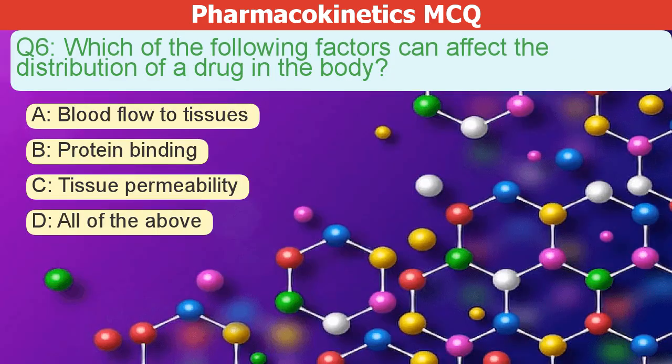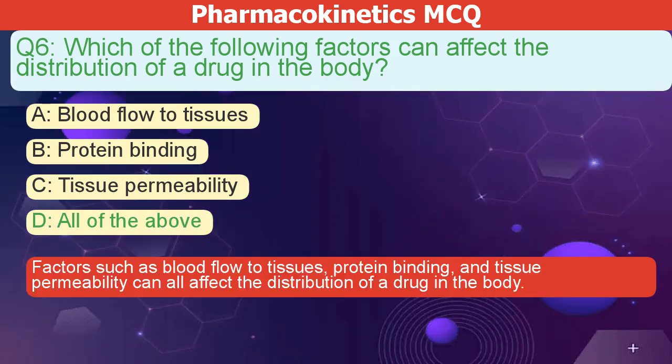Which of the following factors can affect the distribution of a drug in the body? A. Blood flow to tissues. B. Protein binding. C. Tissue permeability. D. All of the above. The correct answer is D. Blood flow to tissues, protein binding, and tissue permeability all affect drug distribution in the body.